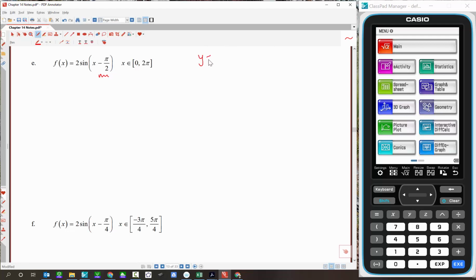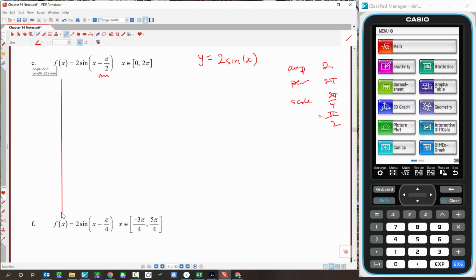So the way I sketch these is I first of all sketch or consider the graph of y equals 2 sine x. So our amp is 2, period is 2 pi on 1, which is 2 pi, and our scale will be 2 pi on 4, which is pi on 2. All right, let's get sketching.